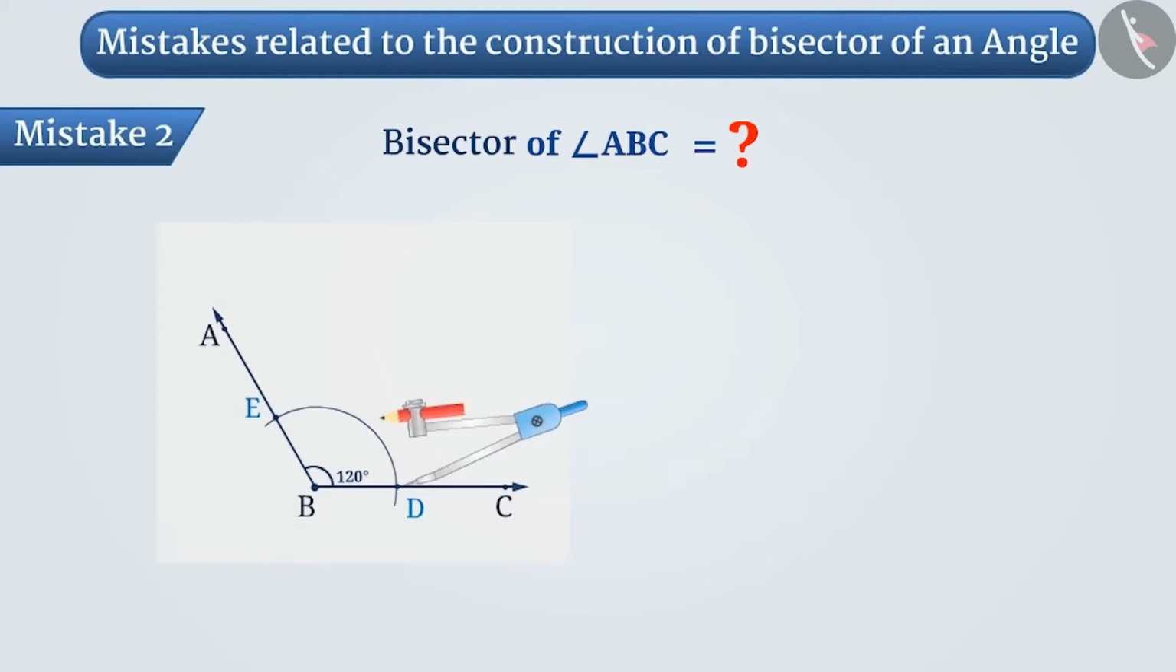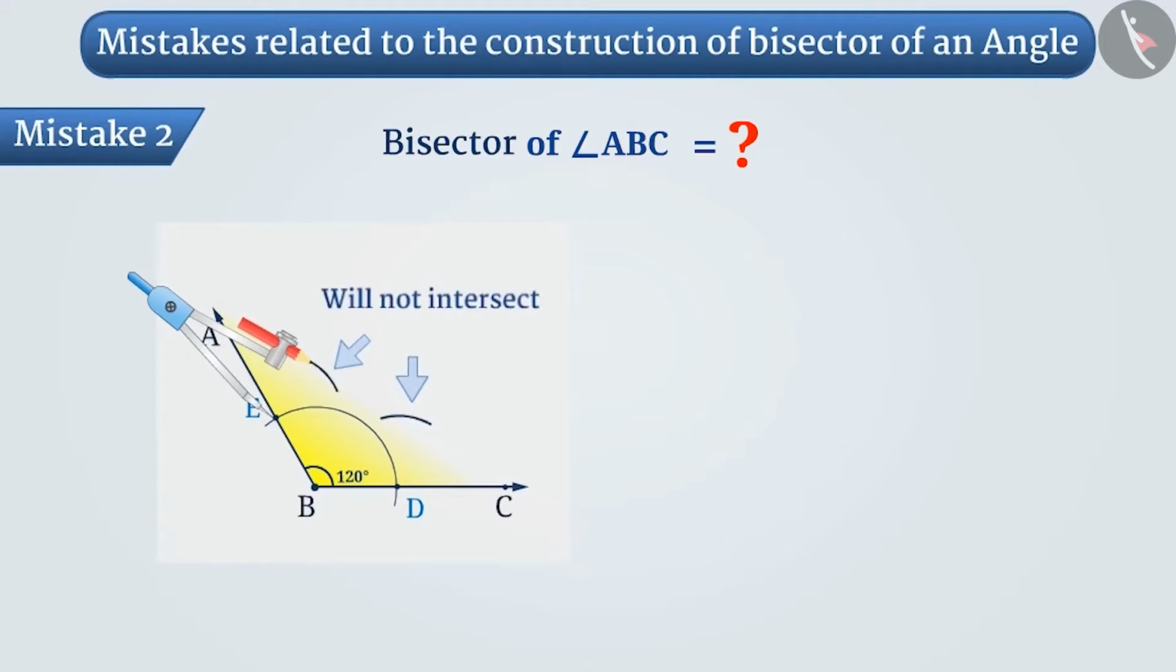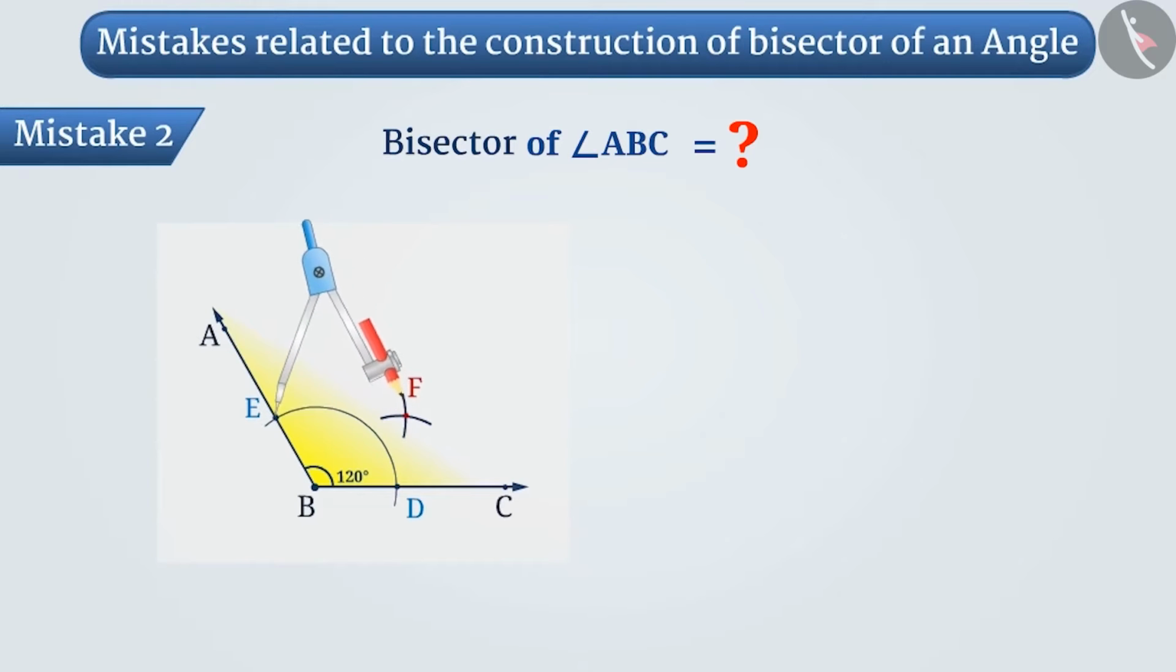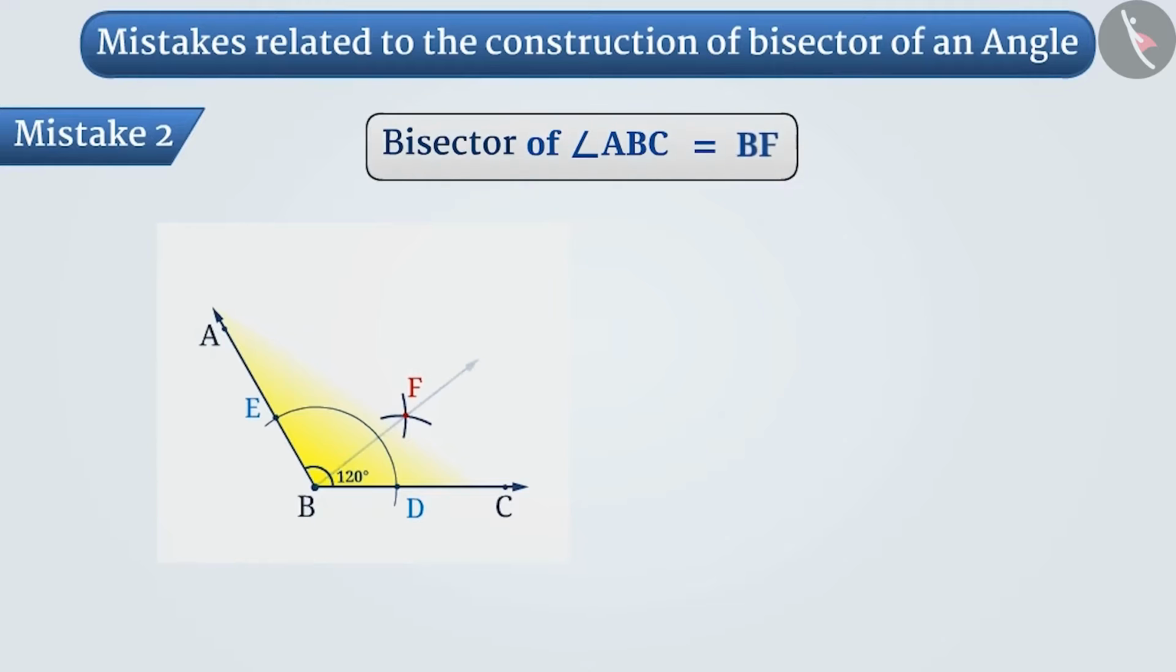Then they place the compass on D and draw another arc in the interior of angle ABC. In the same way, they try to draw an arc by placing the pointed end of the compass on E. Here they can see that the arc formed from E will not intersect the arc formed from D. So, they change the distance of the compass and draw an arc intersecting at point F. Then they construct ray BF and show that BF is the bisector of angle ABC.